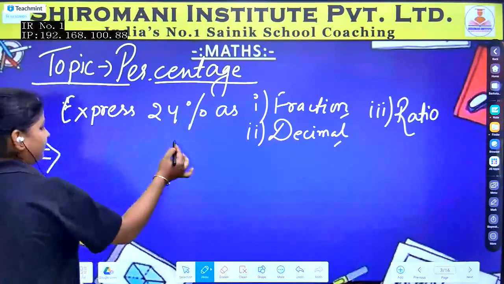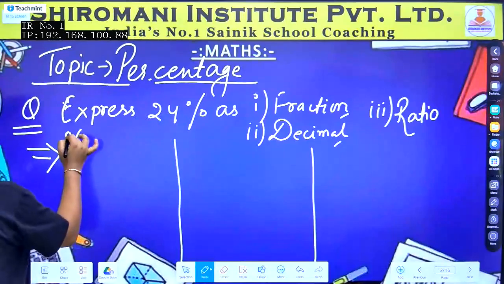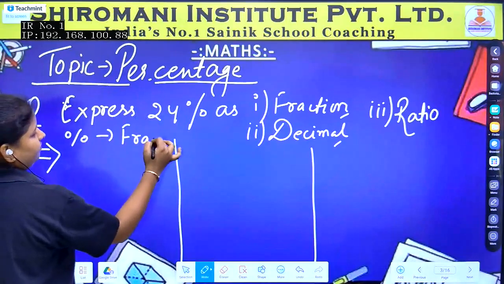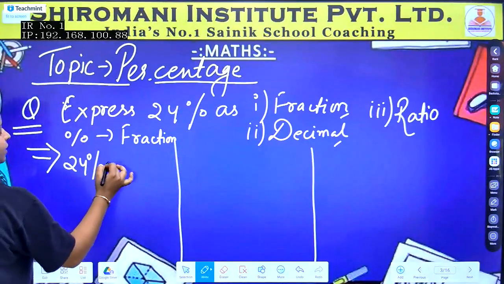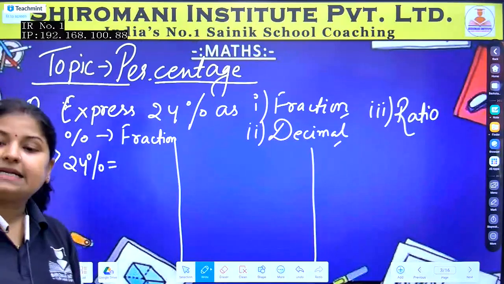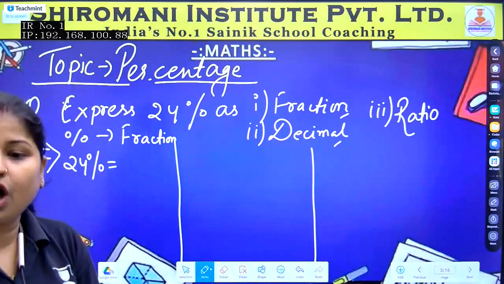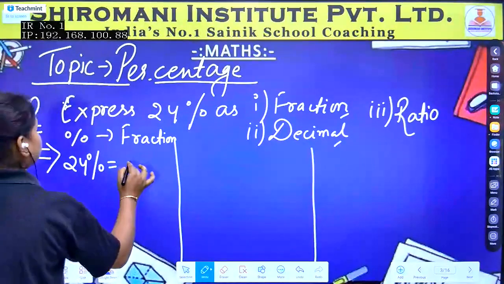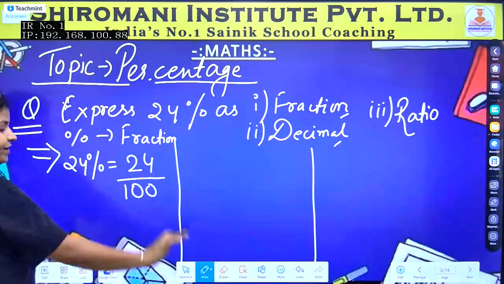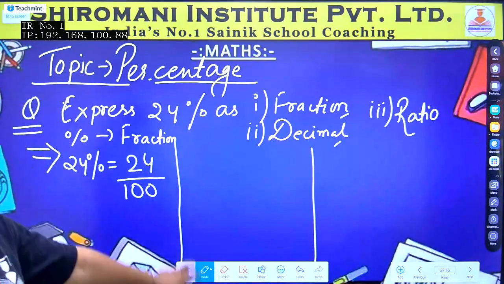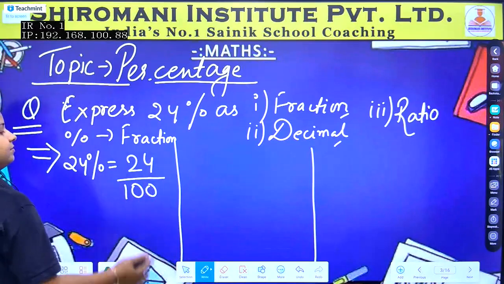When you have to convert percentage into fraction, so you have 24%. You know that percent stands for 100, right? So you will write 24 upon 100. Percent stands for 100. 24 upon 100. And now you can simplify it.